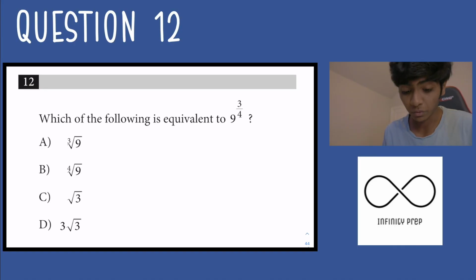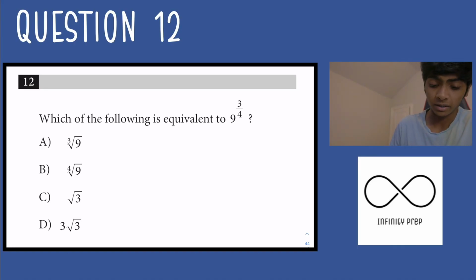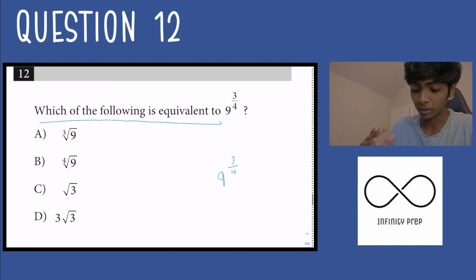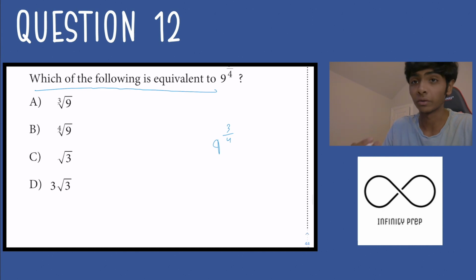Okay, now let's go on to number 12. Number 12 is asking which of the following is equivalent to 9 to the power of 3 over 4. Now if you didn't know about the exponent rules, I would recommend watching a video on YouTube to familiarize yourself with those rules, because they're going to be very helpful on the SAT. But nevertheless, let's go into this and see what the answer is.